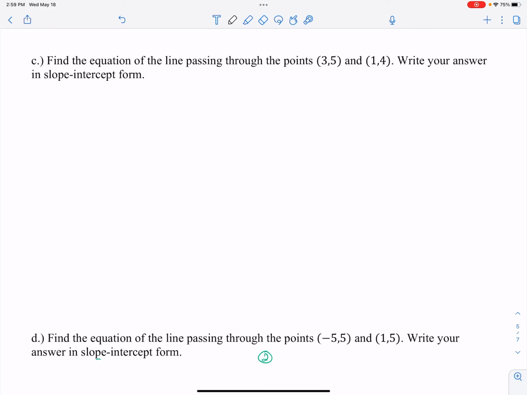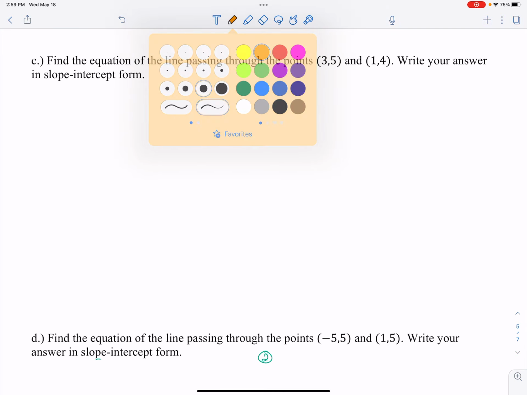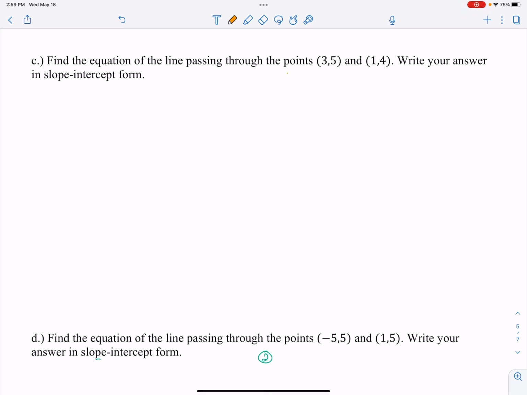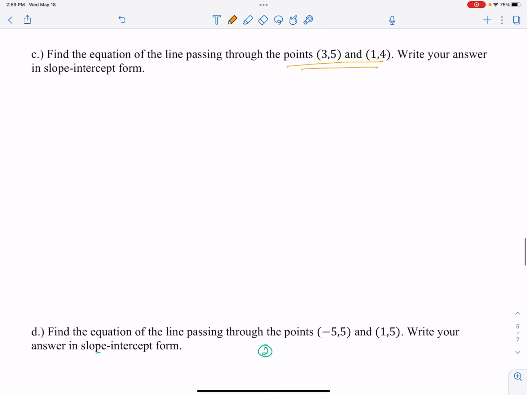These next two questions are only slightly different. We're still being asked to find the equation of a line, but this time we're given 2 points. I am not given my slope, and I am still being asked to write it in slope-intercept form. So my first step, I actually have to find or calculate the slope.